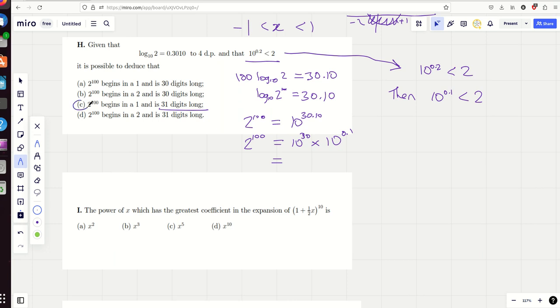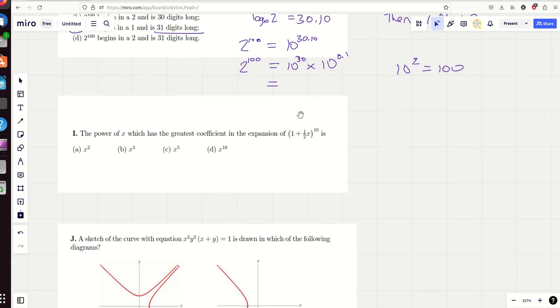So yeah, not easy, that one. I thought that was quite subtle. Just to make that last point, 10 squared is 100. That's 3 digits long. 2 of them are zeros, and the leading digit is a 1. So that's why it begins with a 1 and it's 31 digits long. That's how I did that one.